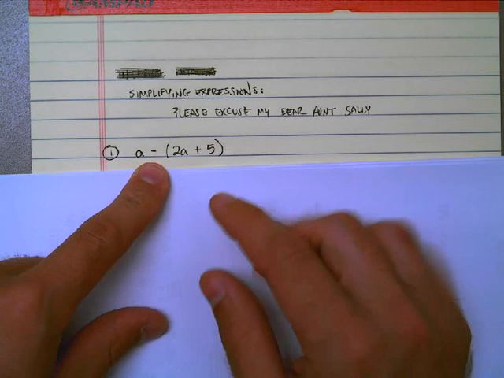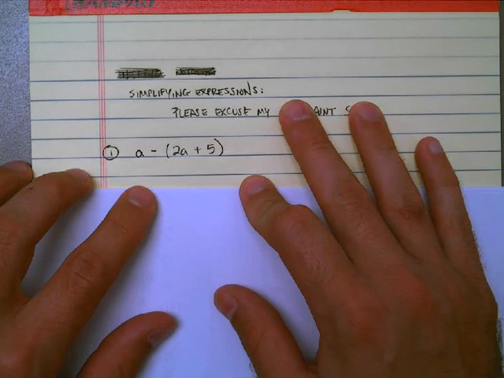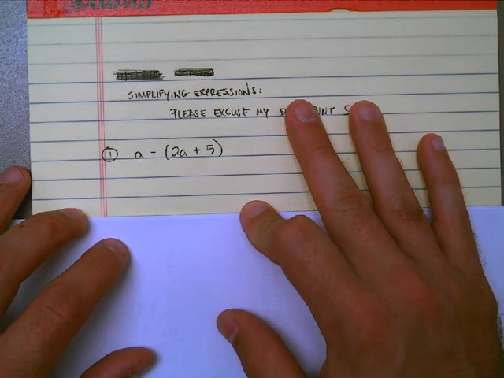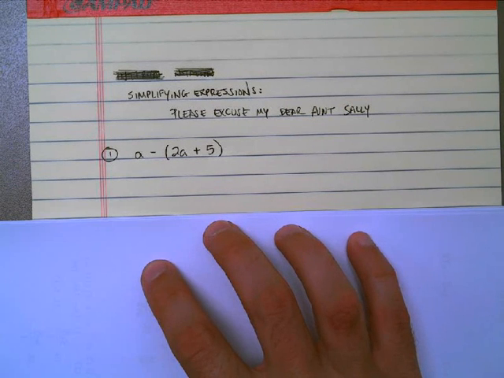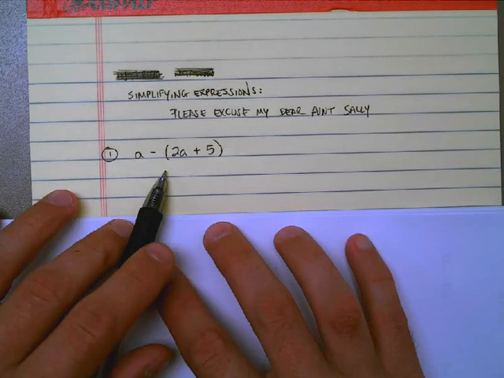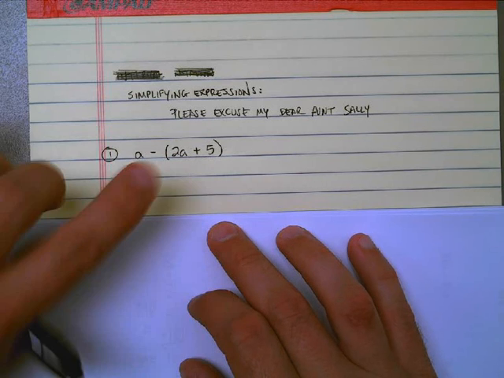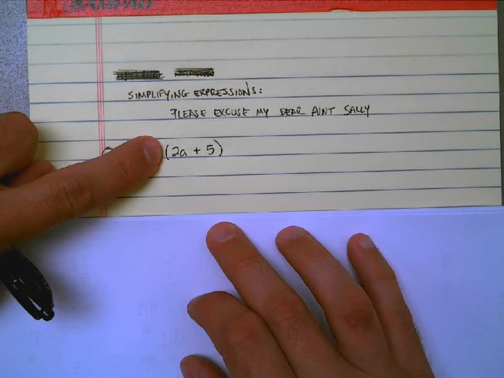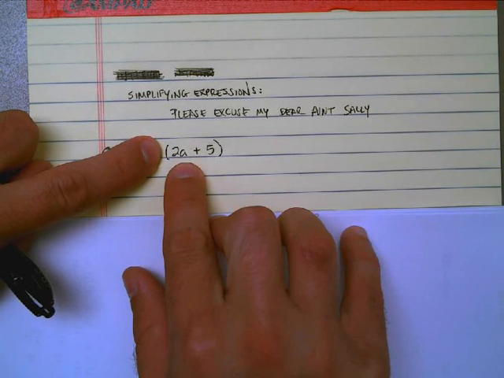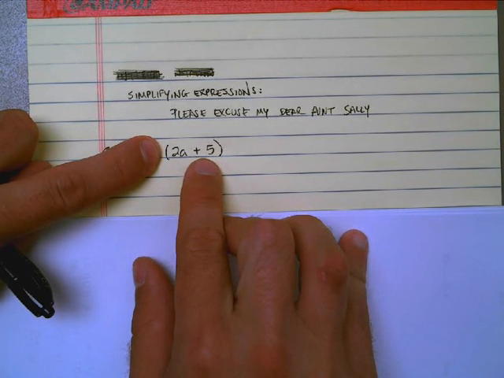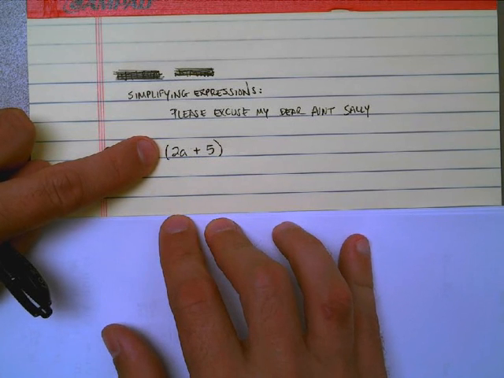And so what we have to do for things like this, let's start off with this. Please excuse my dear Aunt Sally says that I'm going to take care of stuff inside the parentheses first. And so I notice there's nothing in here that I can combine. There's nothing I can do inside the parentheses to simplify this any further, because this term has an A, this term does not have an A. They're not like terms. I therefore cannot combine them.